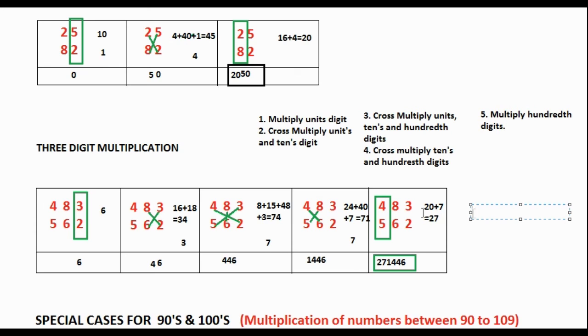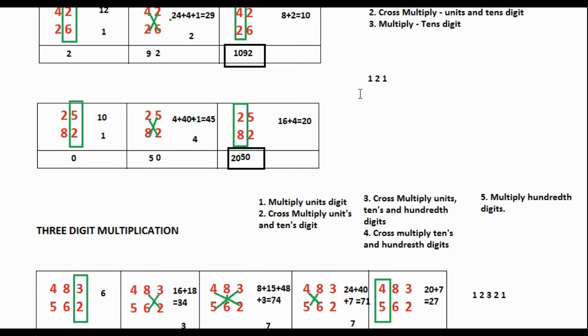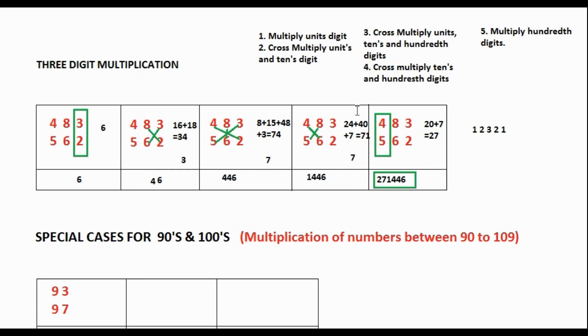So if you look at this 3-digit multiplication, in the first step you will get one product, in the second step you will get 2, in the third you will get 3, and in the fourth again 2, and in the fifth 1. So it goes like this: 1, 2, 3, 2, 1. So you can just remember this as a thumb rule to easily memorize the steps.